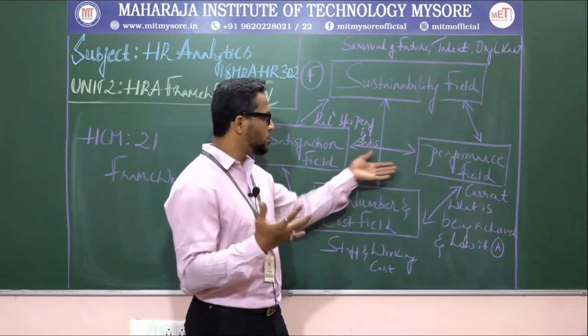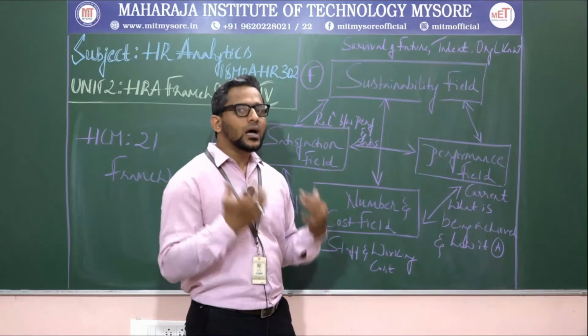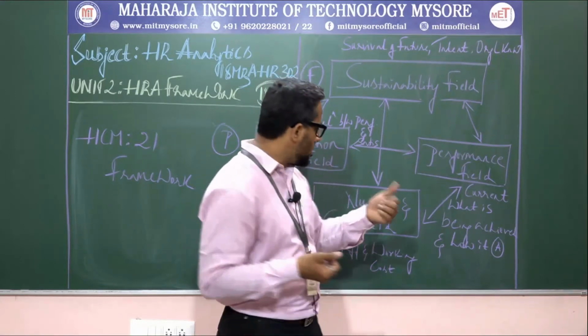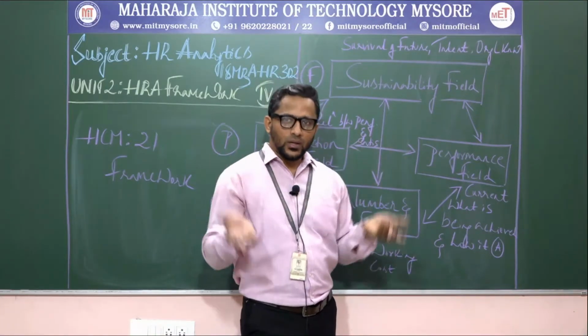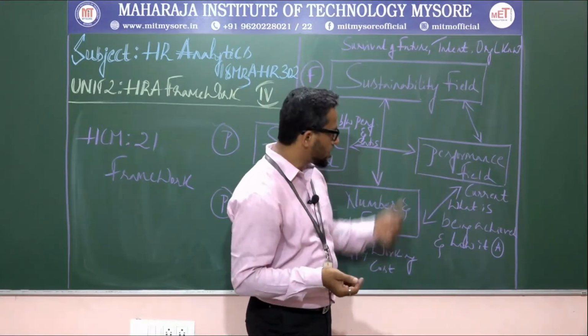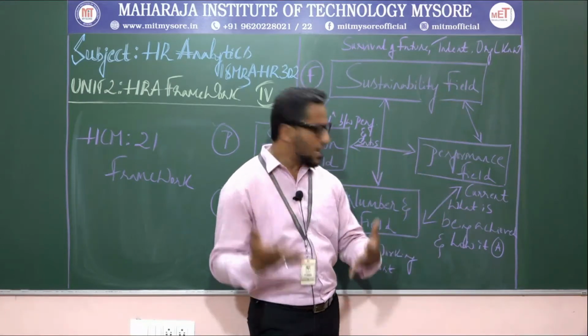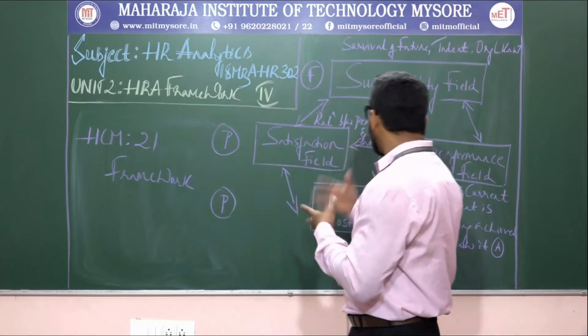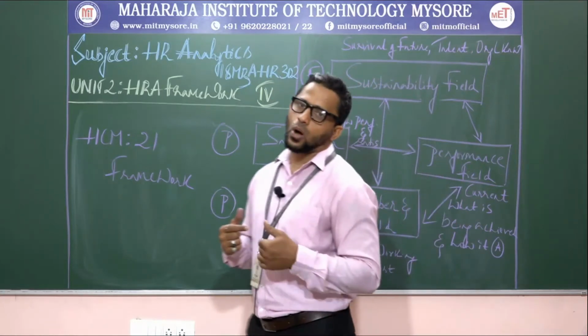In this performance field, we try to assess what we are achieving currently, how we are achieving it, and how we are going to do in the future also. So that is what we say: what is currently being achieved and how it is being achieved. And next, coming to the next field, that is the number and cost field.